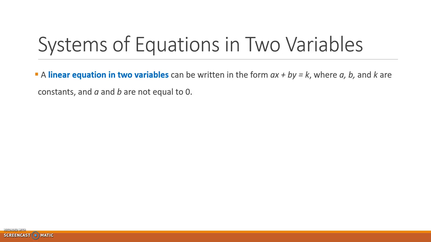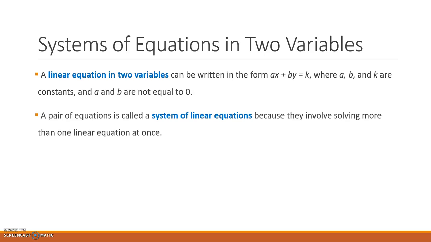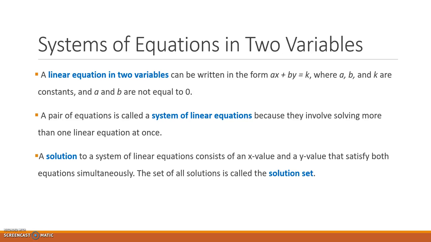A linear equation in two variables can be written in the form ax plus by equals k, where a, b, and k are constants and a and b are not equal to 0. A pair of equations is called a system of linear equations because they involve solving more than one linear equation at once. And a solution to this type of system consists of an x value and a y value that satisfy both equations simultaneously. The set of all solutions is called the solution set.